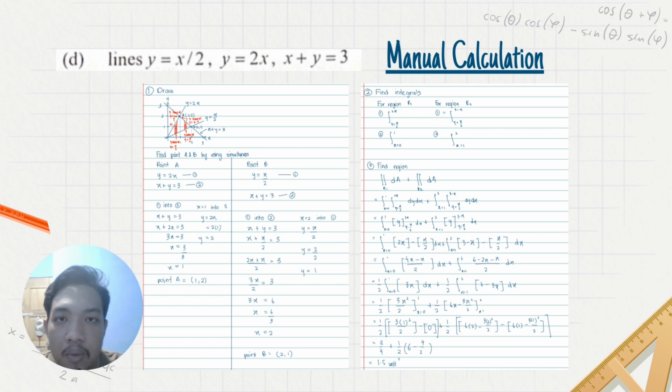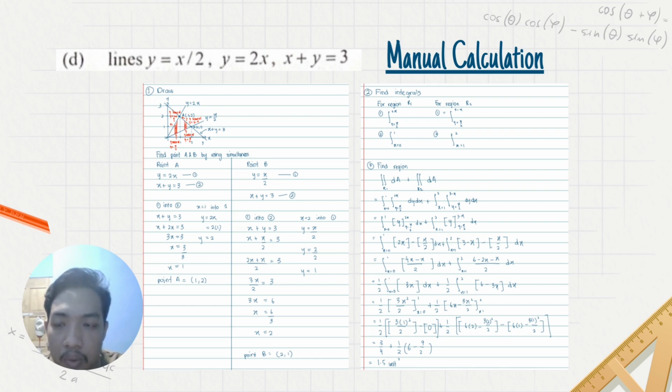In this slide, I will explain question 1D, where we need to find the area of the region R enclosed by three lines: y equals x over 2, y equals 2x, and x plus y equals 3. Because the upper boundary of the region changes, we must split it into two sections, R1 and R2, to solve it using double integrals.